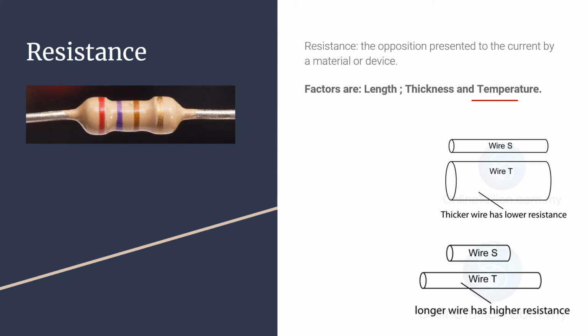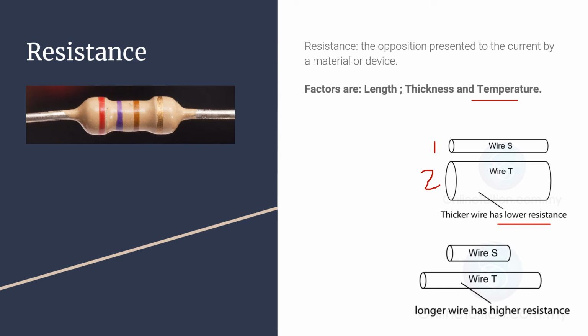So if a wire is thin, like picture number 1, or if a wire is thick, like wire number 2, the thicker wire has lower resistance and the charges can go through it easily. But the first one, which is the thinner wire, has more resistance and the charges cannot go easily. So it is not suitable for electricity.